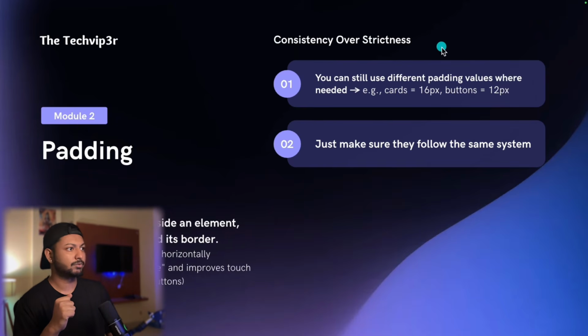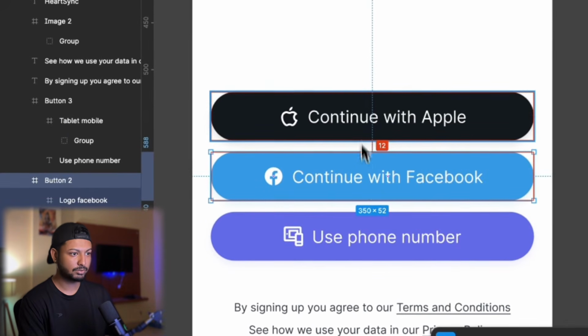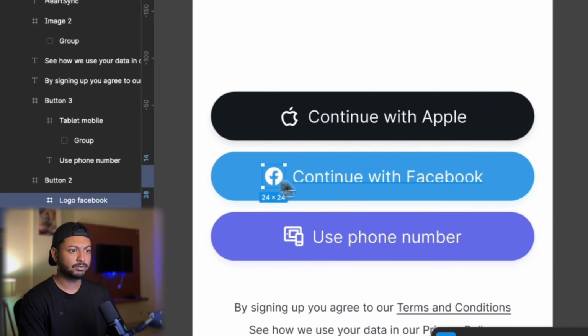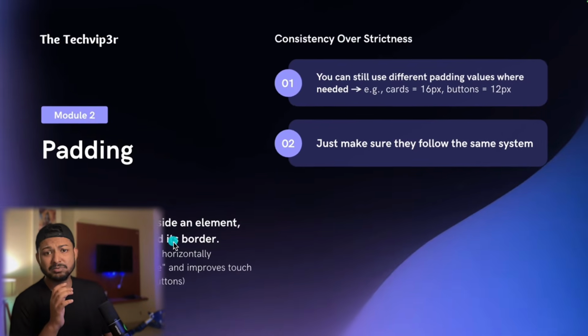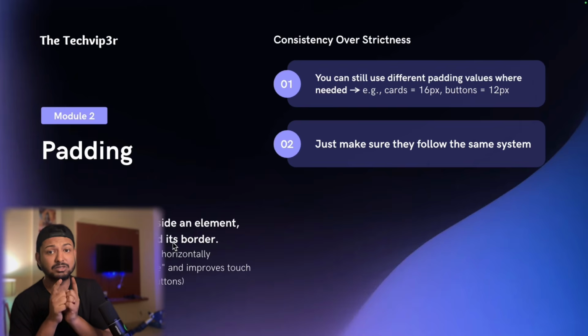Consistency over strictness. You can still use defined padding values where needed. Cards 16 pixels, buttons 12 pixels. Like here, I use 12 pixels spacing, 14. So it's not something like you should stick to this rule. You can play along with it, but the main thing that matters is it should be clear and precise.